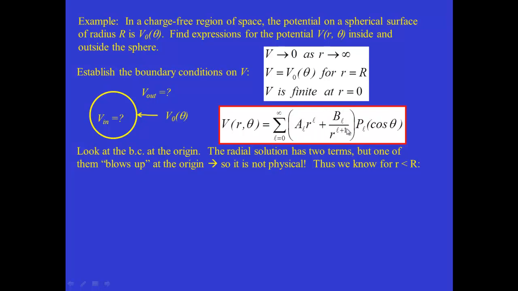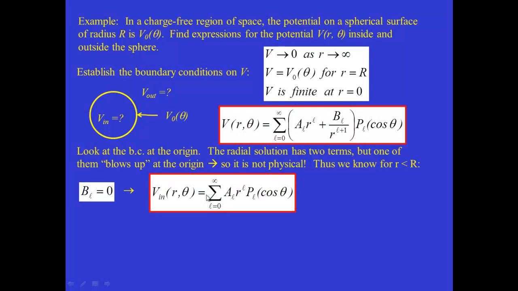But the second term, if r goes to 0, we would have 0 to a certain power in the denominator. So this second term would go toward infinity, and that physically is not meaningful. It doesn't satisfy the boundary condition that V be finite at the origin. And so we have to simply eliminate the second term in the sum when we write down an expression for the electric potential inside the sphere. So for little r less than big R, we know that B sub L equals 0. And as a result, V in is equal to this infinite sum, but now the B sub L terms are 0, and it simplifies the expression.